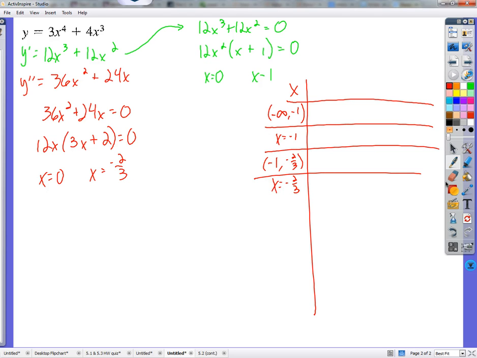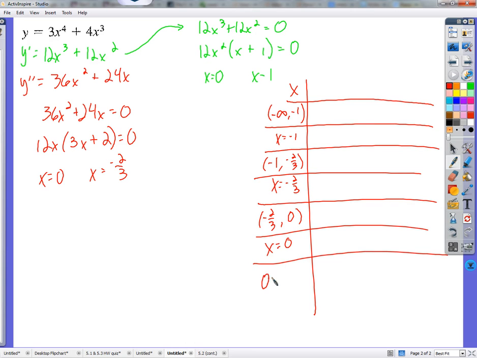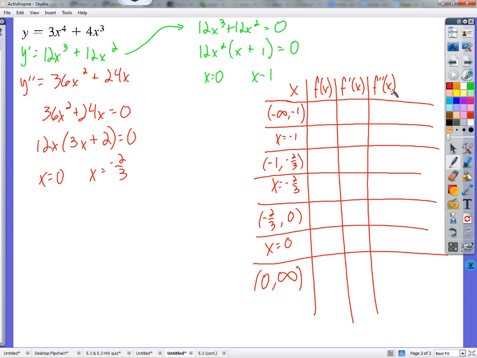At the very end, the last column here is going to be our conclusions about, oh, we've got a maximum, or we've got increasing, or we've got a point of inflection, whatever. And then from negative 2/3 to 0, and then you have to write down x equals 0. And then the interval from 0 to infinity. F of x, f prime of x, and now f double prime of x. And then we'll have conclusions about all this stuff.